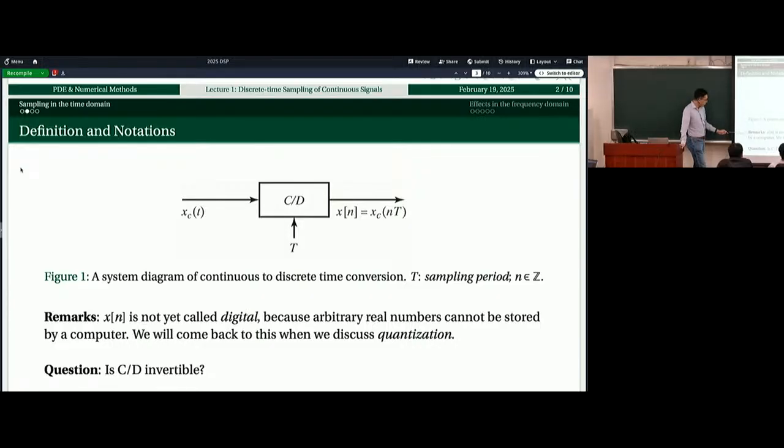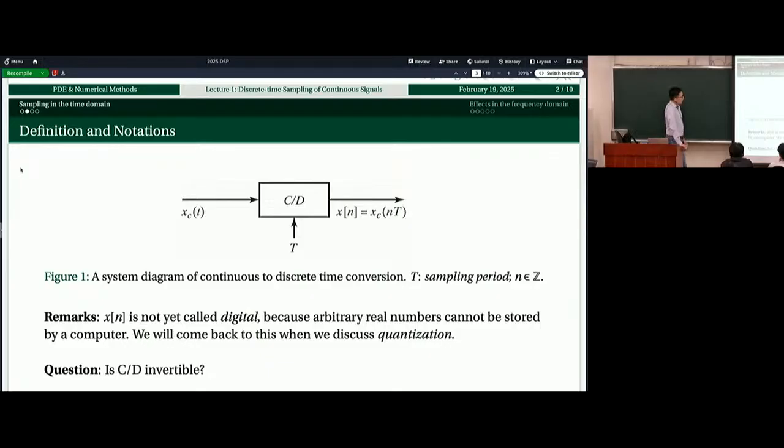So by definition, this is not yet digital, but we will come back to that. We will come back to this topic when we discuss quantization. That's how we round our numbers, so that the number is ready to be stored and processed by computers. But in the next hour, we will just stick with this discrete time notation, and we think of a discrete time signal as a sequence of numbers, with an index n being an integer.